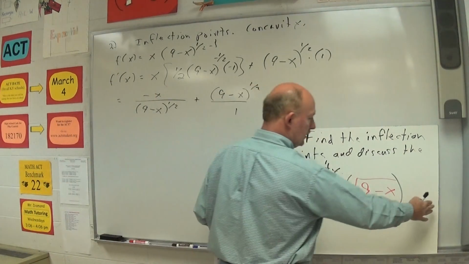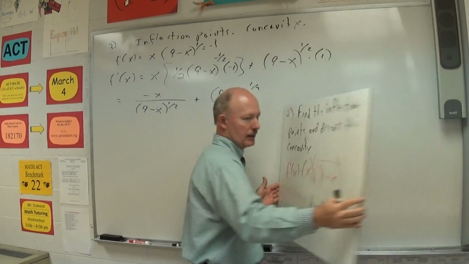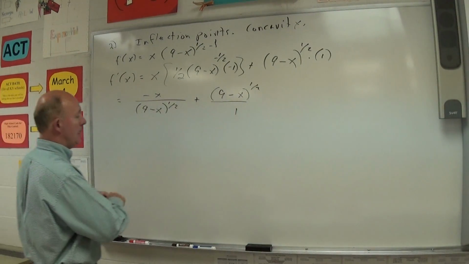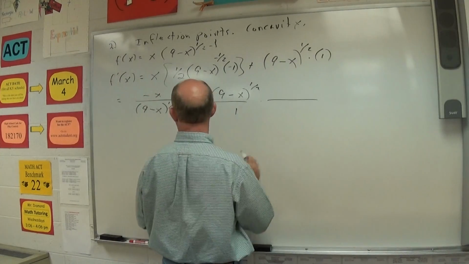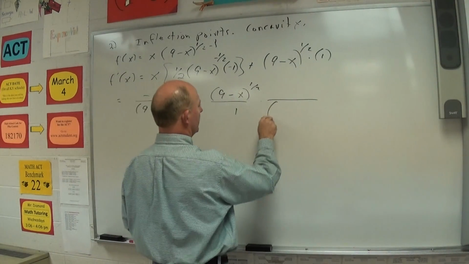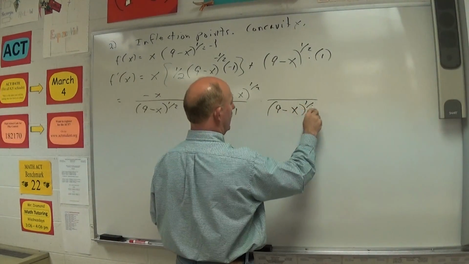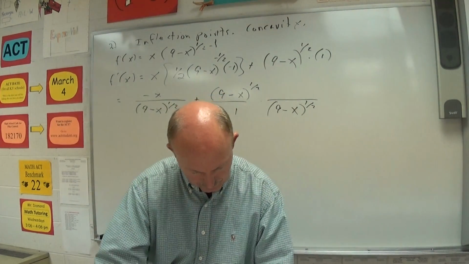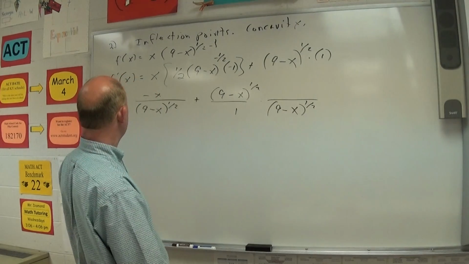So let me see if I can remove our problem here. Give us a little bit of room. All right. Now we're going to multiply the bottom of the fraction by 9 minus x to the 1/2 power. So 9 minus x to the 1/2 power. And let's see, now there should be a 2 in here too.